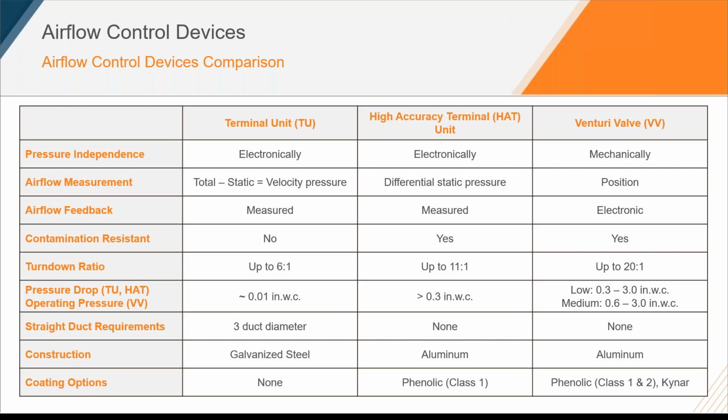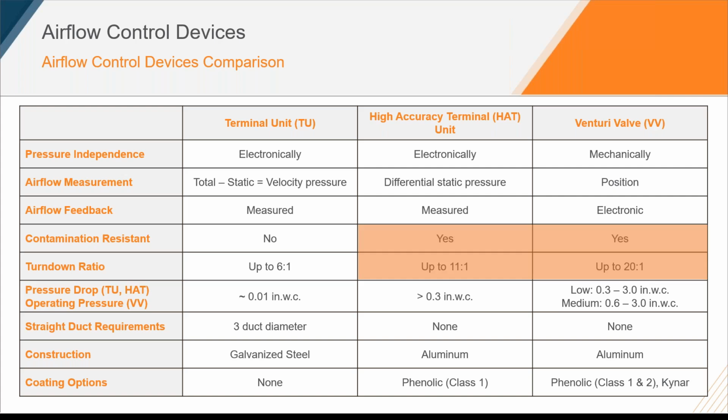Typically, your terminal unit is going to rely on velocity pressure. Your high accuracy terminal unit can rely on a variety of different airflow measurements depending on the technology you select, but for Antec Controls, we do utilize differential static pressure readings. And then your venturi valve is typically going to rely on an airflow measurement from the position feedback. That's relying on that precise potentiometer to measure the position of the lever arm to give us the airflow feedback based off of the factory calibration and testing that the valve goes under.